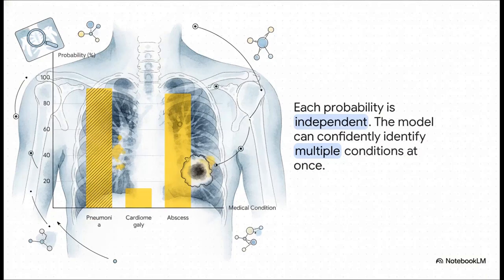Now let's flip to the X-ray example with the sigmoid function. The model can look at the scan and say, there's a 92% chance of pneumonia and an 88% chance of an abscess. Each one is a separate prediction. The probabilities don't affect each other. The model isn't forced to choose just one, which in medicine could literally be a lifesaver.